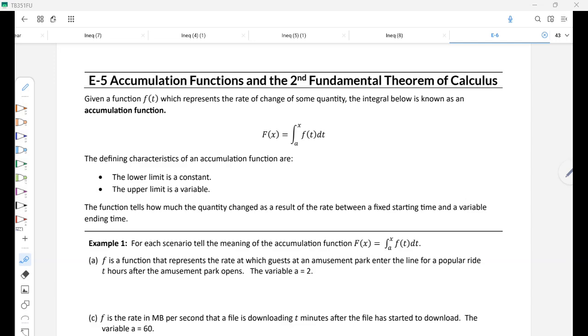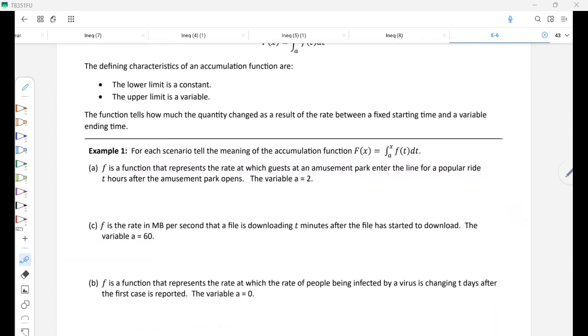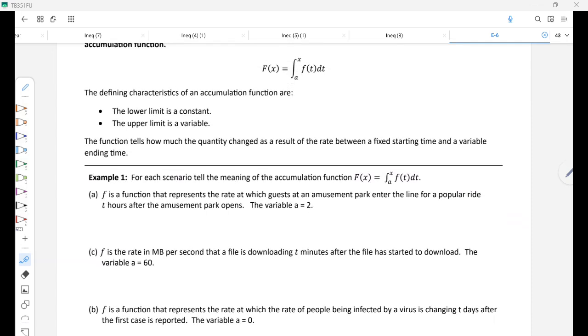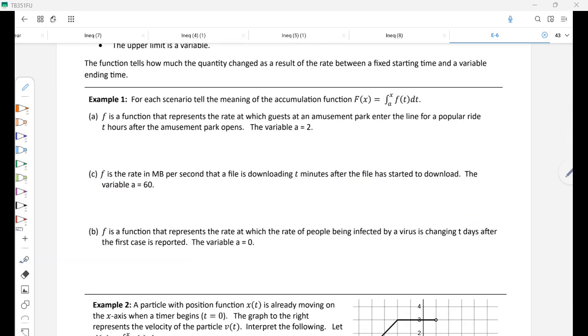Okay. An accumulation function does the same thing an integral does, because essentially we've just taken an integral with two numbers and let one of those numbers be a variable, the upper limit. It tells you how much the quantity has changed as a result of the rate between a fixed starting time and a variable ending time. Okay. All right, so example one, let's talk about what these mean in context.